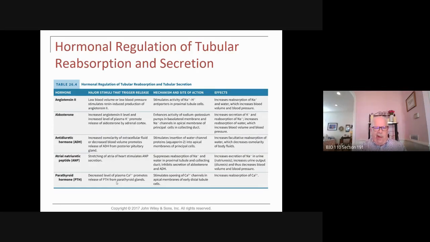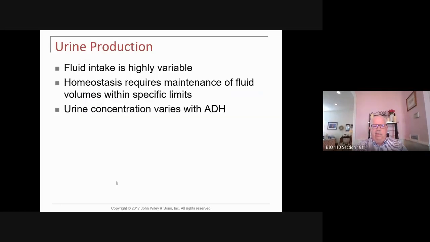So know these 5 hormones. You know 3 of them already. All you other have to do is know ADH and PTH. And we'll talk much more about those two other hormones as well as aldosterone when we talk about the endocrine system. Okay?